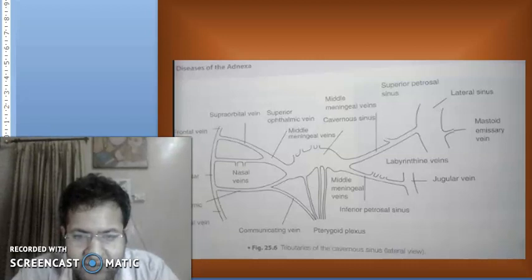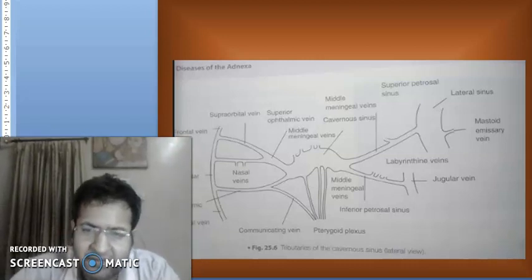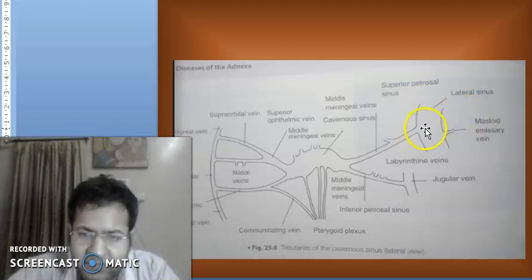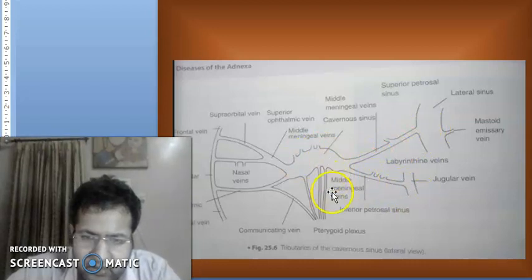These are the various tributaries of the cavernous sinus. The cavernous sinus drains into the jugular vein. It also has a communication with the pterygoid plexus. There are also communications with the meninges through the middle meningeal vein.